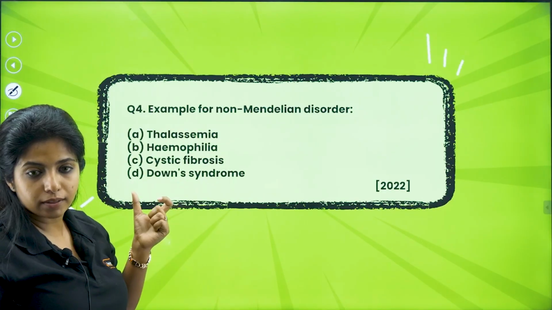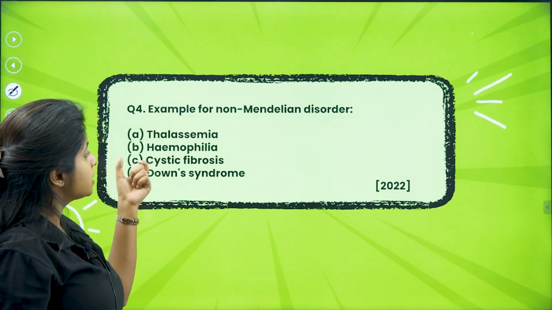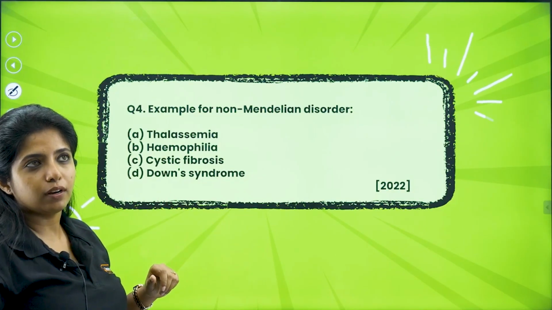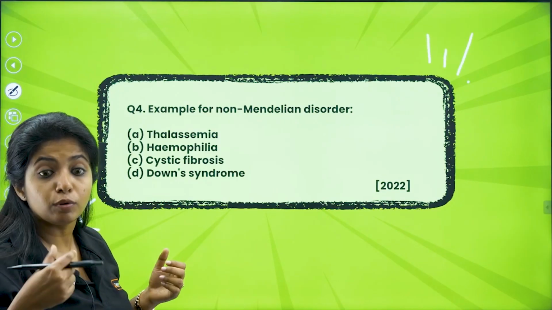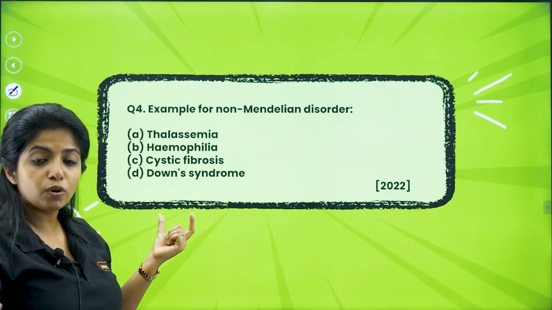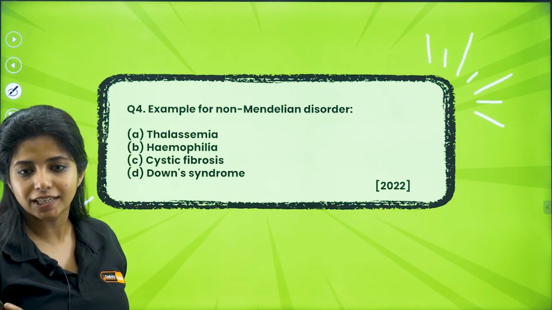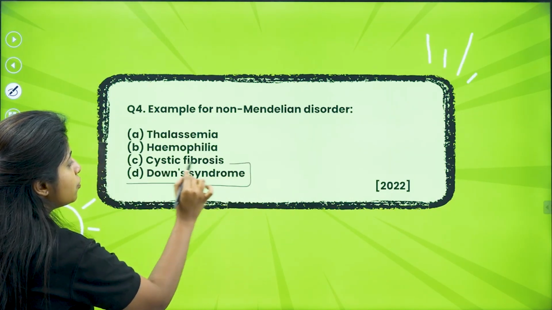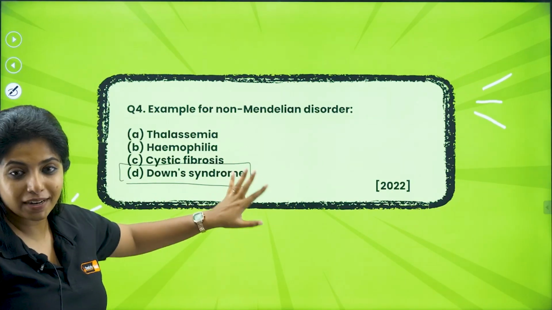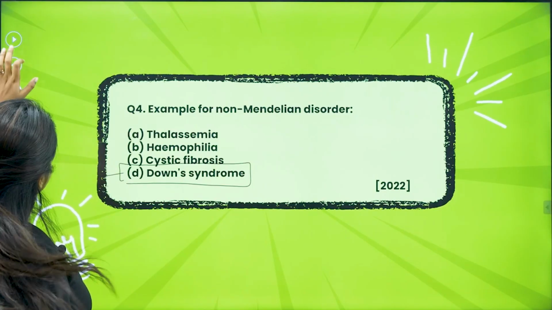Thalassemia is a Mendelian disorder, because of the gene being mutated. Hemophilia is a Mendelian disorder, gene being mutated. Cystic fibrosis is also because of the mutation of a gene. What about Down syndrome? Down syndrome is caused because one extra chromosome is being added. It's not because the gene is getting mutated somewhere. So this is an example of non-Mendelian disorder. That means it is a chromosomal disorder. So your answer would be D.